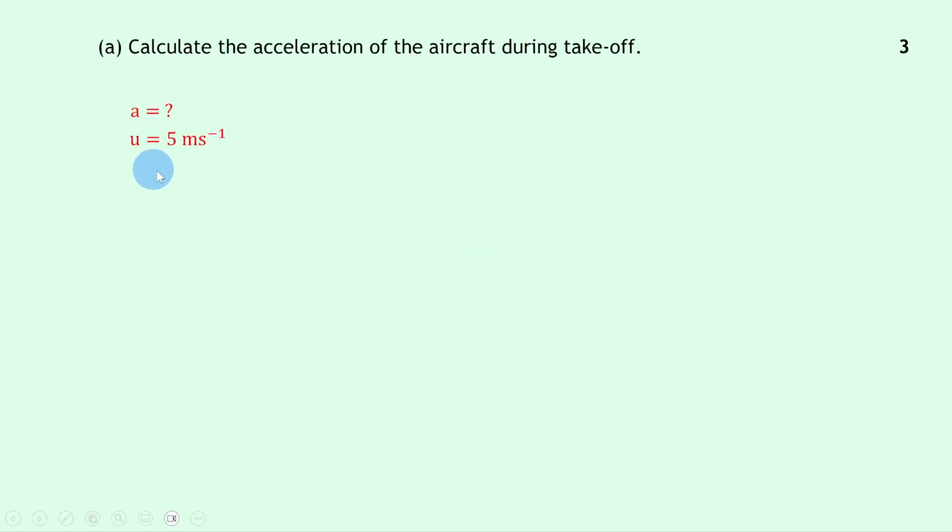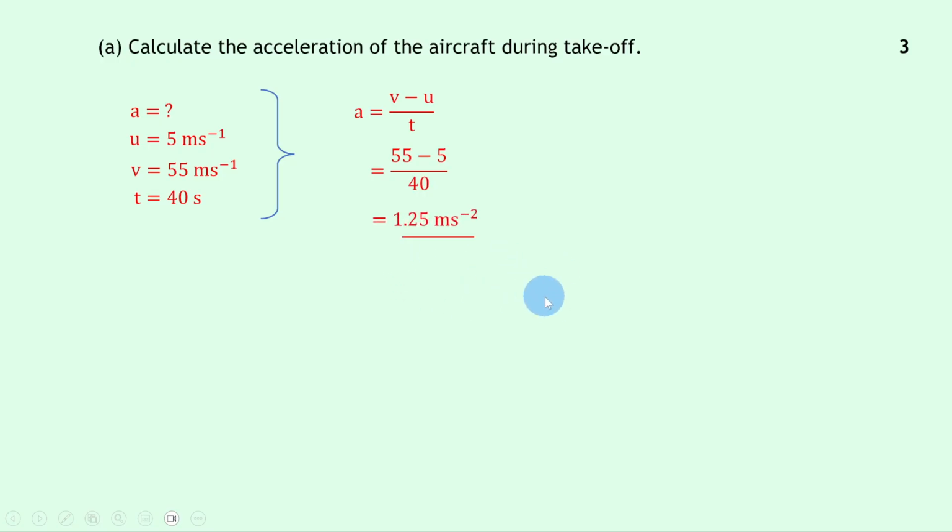So writing all of that down, we have the acceleration is what we're trying to find, the initial velocity u is 5 meters per second, final velocity v is 55 meters per second, and the time t is 40 seconds. And writing down our equation, it's a equals v minus u over t, substituting in the numbers gives 55 minus 5 divided by 40, and putting that into your calculator should give you an answer of 1.25 meters per second squared.